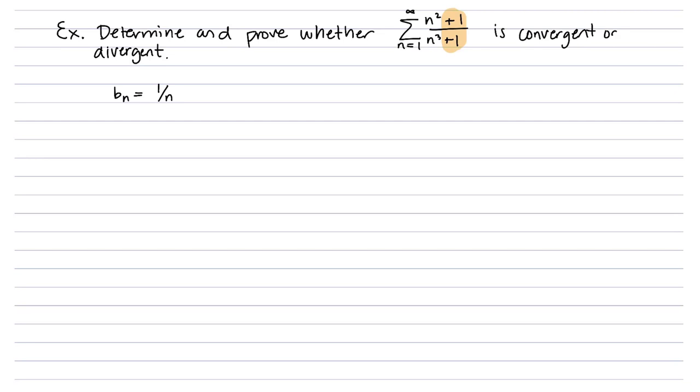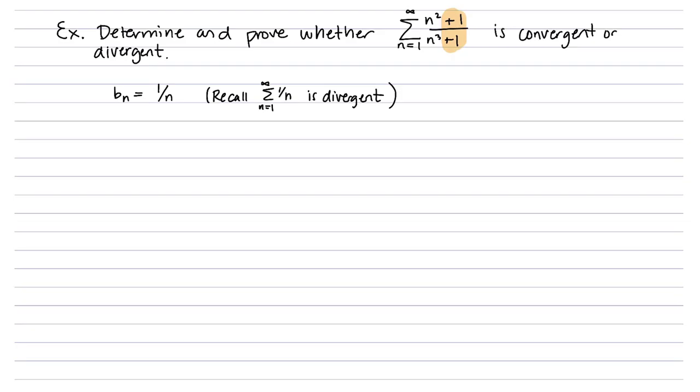So why would we choose 1 over n? That's a pretty basic series we know something about, and hopefully you recall that the harmonic series is divergent. It's one of the first and most famous examples of a divergent p-series. Okay, so let's take a look at the limit comparison test.